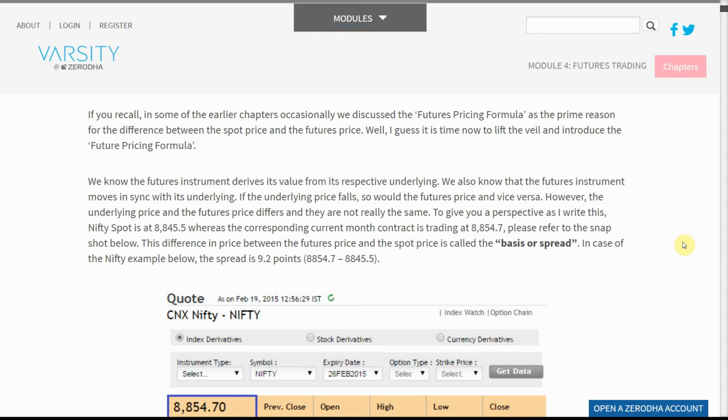We know the futures instrument derives its value from its respective underlying. We also know that the futures instrument moves in sync with its underlying. If the underlying price falls, so would the futures price and vice versa. However, the underlying price and the futures price differ and they are not really the same.